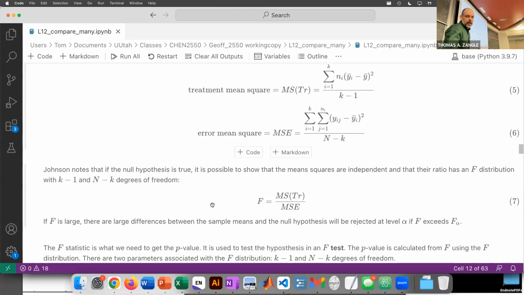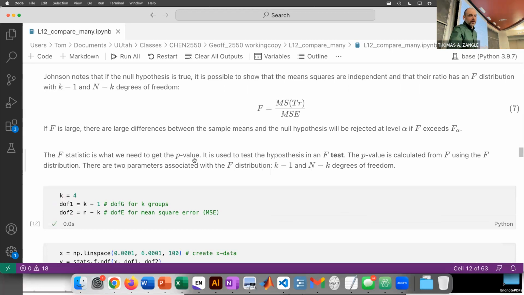Okay, so from this, we can see that if F is large, then we would say that there are large differences between the sample means and the null hypothesis would be rejected. So a larger F tends to mean that we are more likely to reject the null hypothesis.